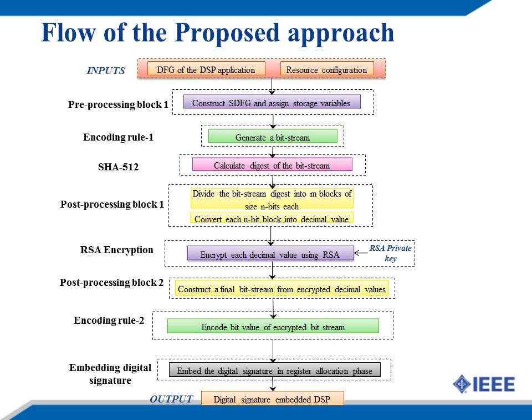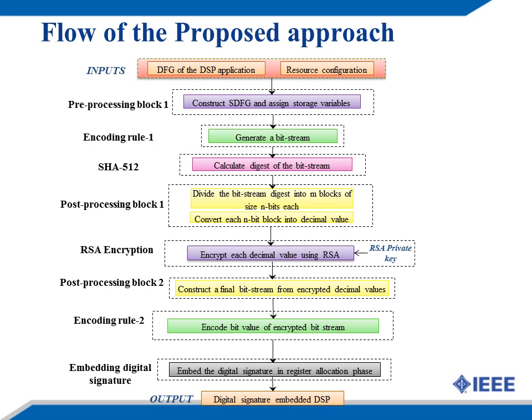Then by using an encoding rule, we generate the bit streams. Then we perform SHA, which is secure hashing, by calculating the digest of the input bit stream, followed by post processing which divides the input bitstream digest into m blocks of size n bits each. Here the values of m and n can be chosen by the designer, so we don't have a hard bound rule for the values of m and n. Then each of these n bit blocks is converted into its respective decimal equivalent. So this completes post processing block 1.